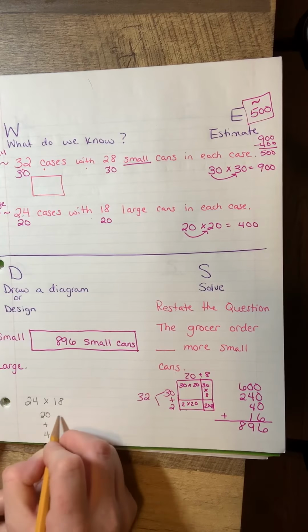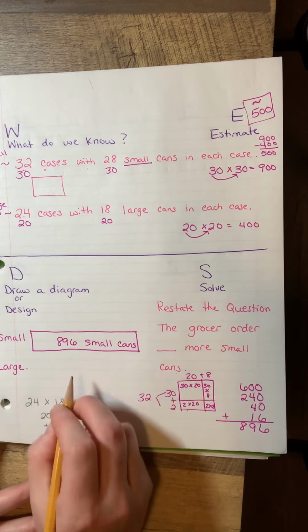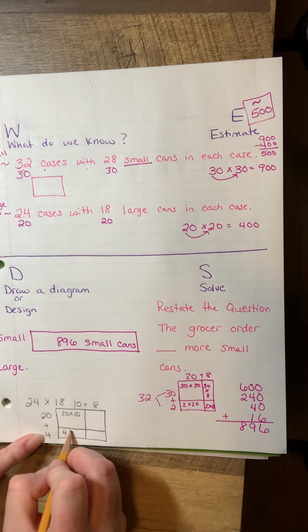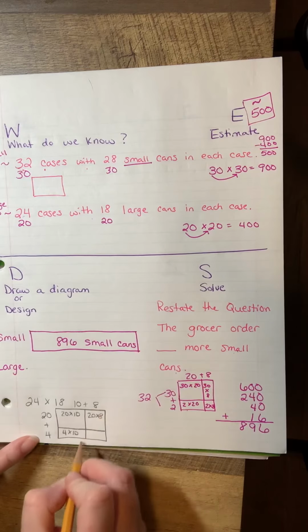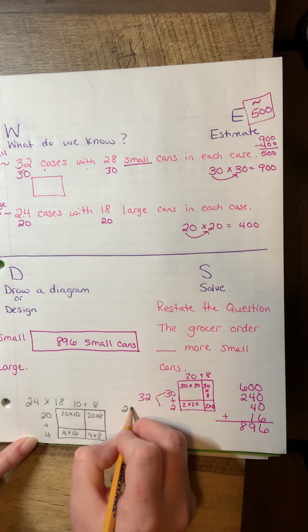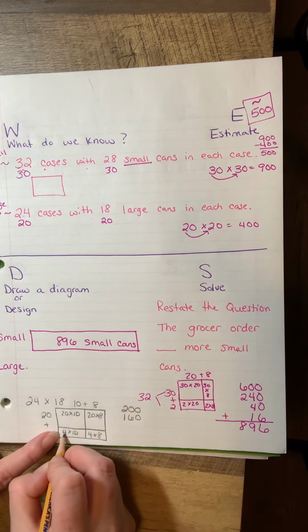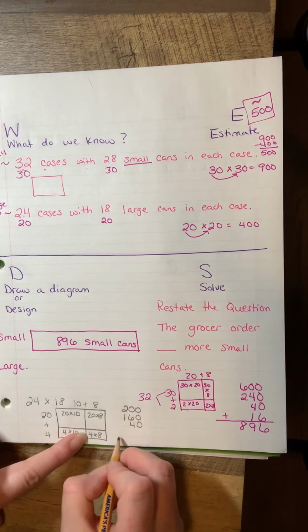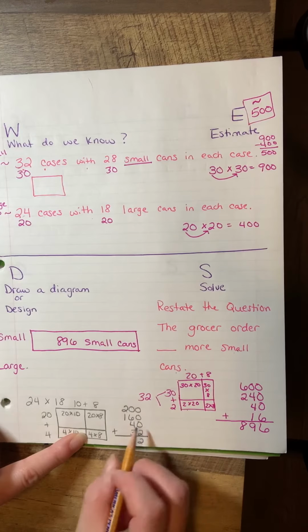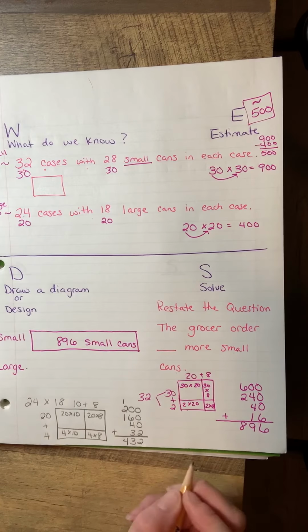20 plus 4 times 10 plus 8. 20 times 10, 4 times 10, 20 times 8, 4 times 8. 2 times 1 is 2, add 2 zeros. 2 times 8 is 16, add a 0. 4 times 10 is 40, and 4 times 8 is 32. Stack them and add them. 2. I know that 6 plus 4 is 10, 10 plus 3 is 13, and 432.